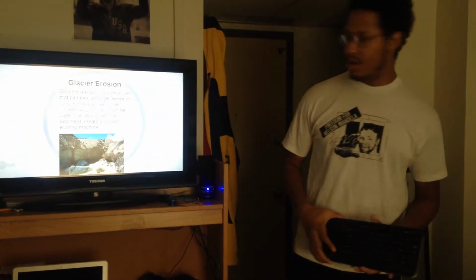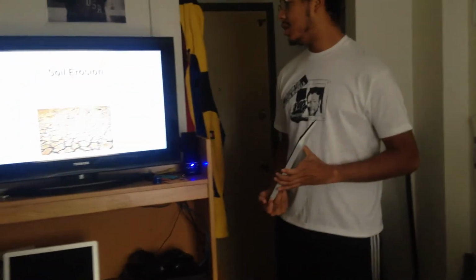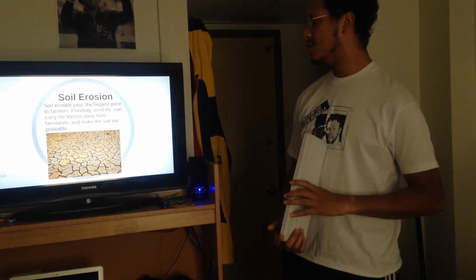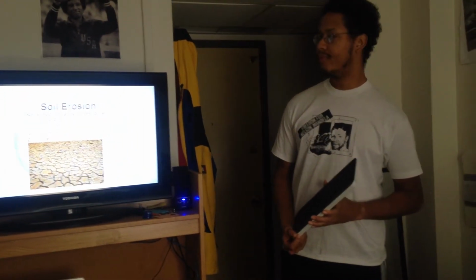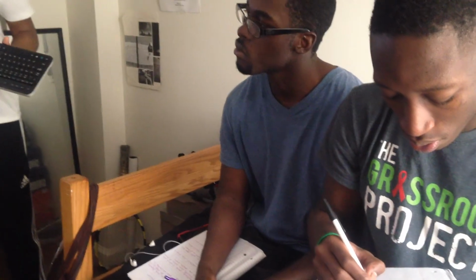Now I think our last erosion is soil erosion. Soil erosion costs farmers the biggest price. Flooding, wind, etc. can carry the topsoil away from farmlands and make the soil unable to grow crops. A lot of times farmers really hate soil erosion because it can kill their crops, and usually farming is how they make a lot of money. So when erosion happens, it really hurts them. You can see the land looks so sparse, like nothing is there at all, and it looks so empty, with rocks cracking, and you can see gaps in between. That's soil erosion.